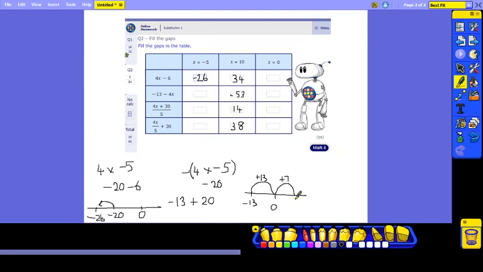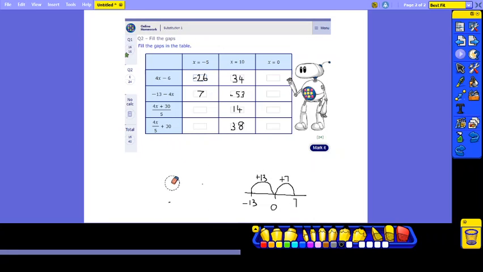And so I know then my answer will be +7. Okay, I need a bit more room. I'm going to rub this bit out over here. Yeah, I'm going to rub that bit as well. I'll come back to that. Okay, my next one then.